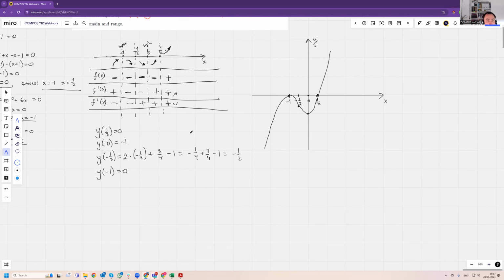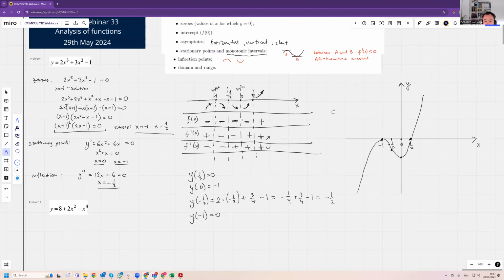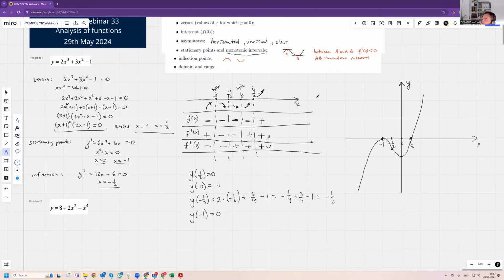All right. Do you understand the method on a scale of 0 to 10, please? Oh, there's more people now. Do you understand the method on a scale of 0 to 10?